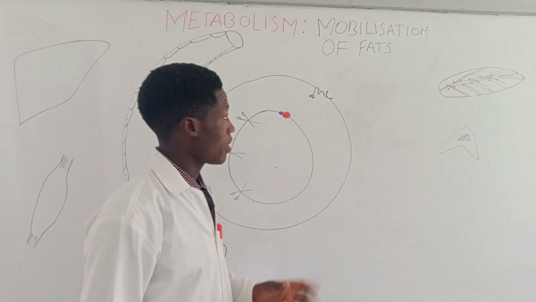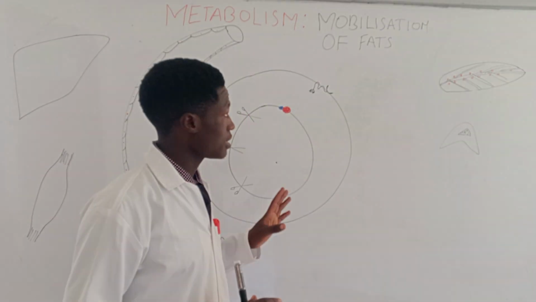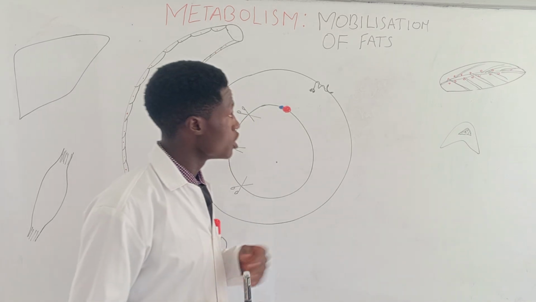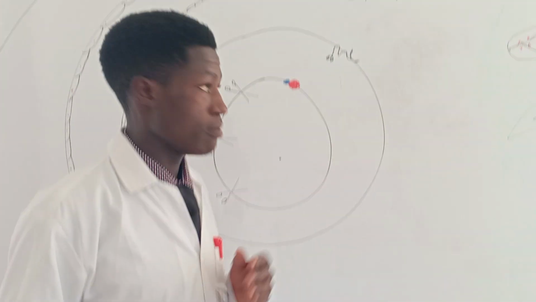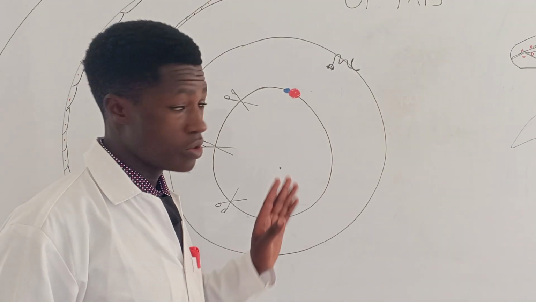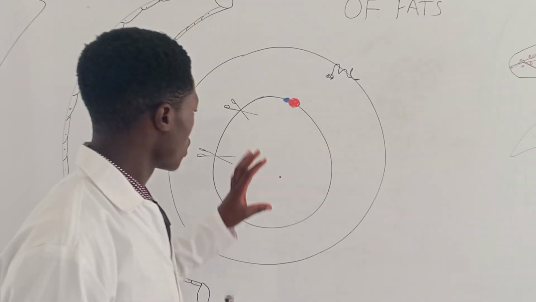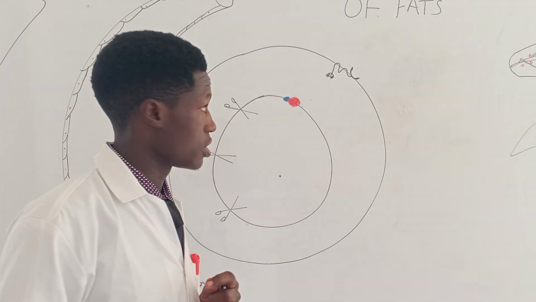So in this video, we're going to talk about the mobilization of fats, right? The mobilization of fats just describes the mechanisms or the steps we're going to go through to break down the fats that are stored in various parts or tissues of the body. Examples of the tissues that store fats are like the adipose tissue, and now we're just going to zoom into one, that's the adipocyte, that is the cell in the adipose tissue.